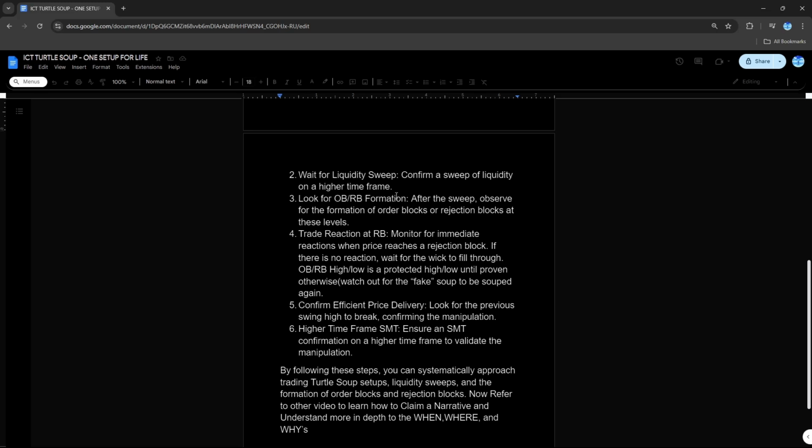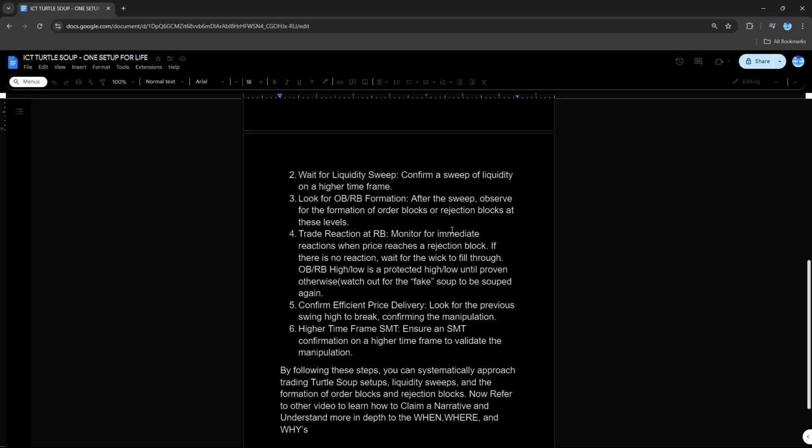For me, I like to personally trade the reaction at the rejection block. I wait for an immediate reaction when price reaches the rejection block after the close into an open-open low for bullish. That should deliver us higher. Not getting scared that we are close to the low, understanding that the low is protected and we should deliver higher.